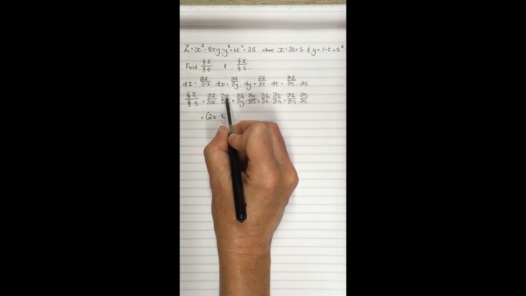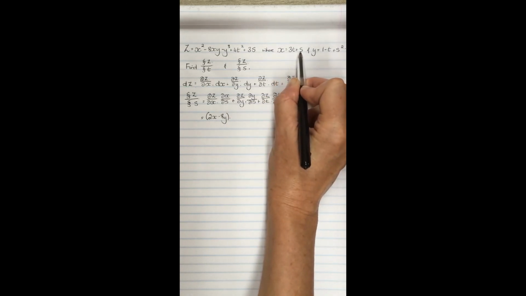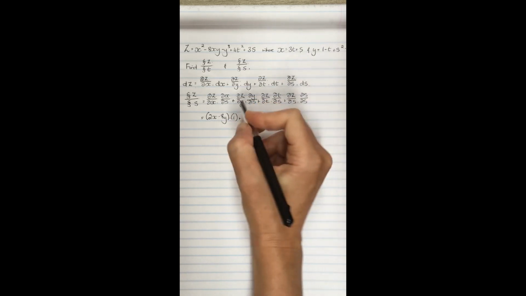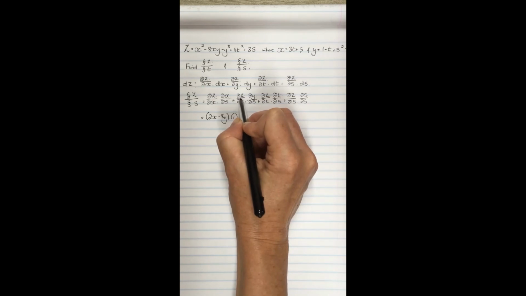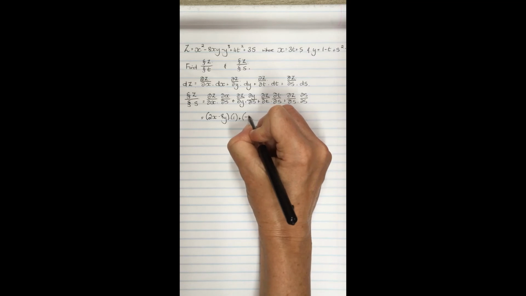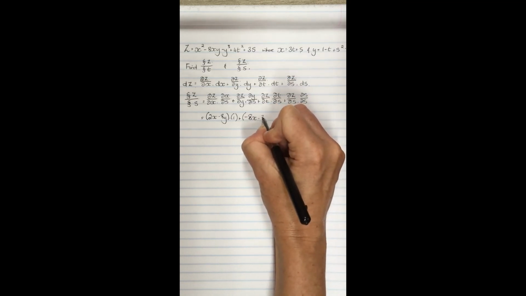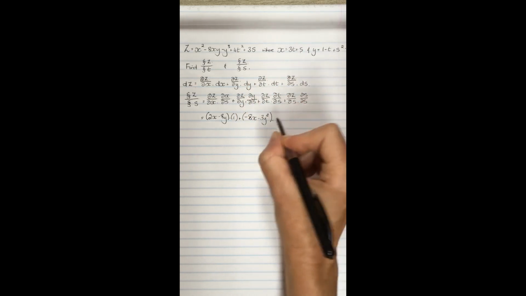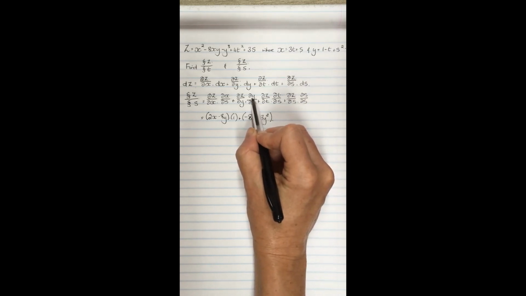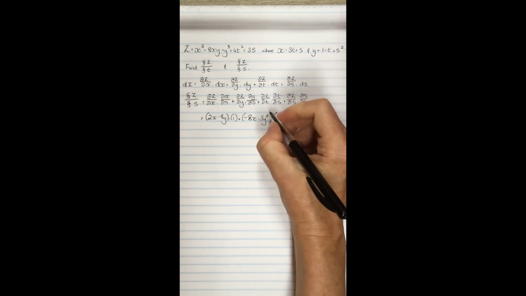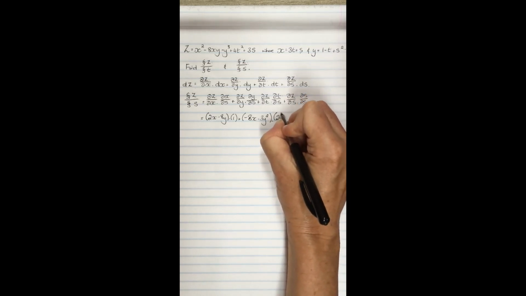Partially differentiating x with respect to s, so that will give us 1. Partially differentiating z with respect to y, minus 8x minus 3y squared. And partially differentiating y with respect to s, we will get 2s.